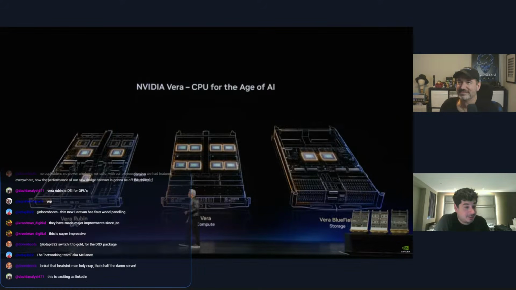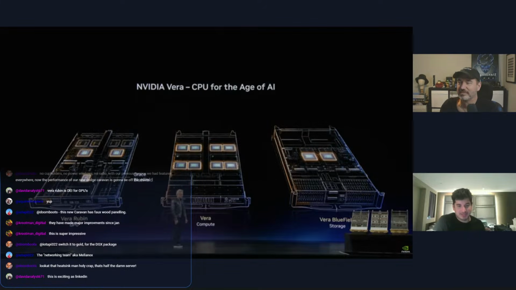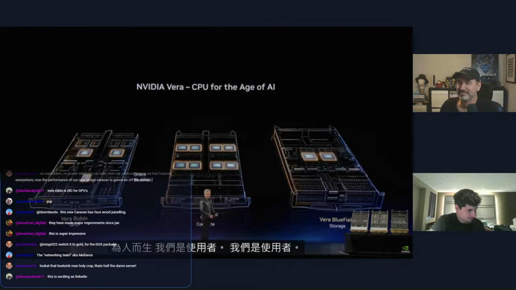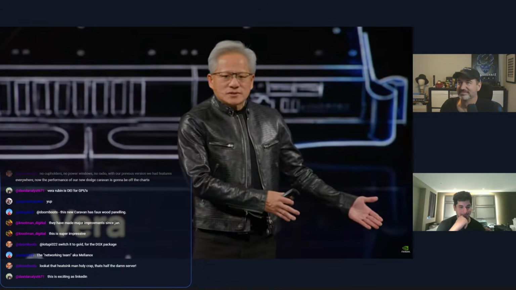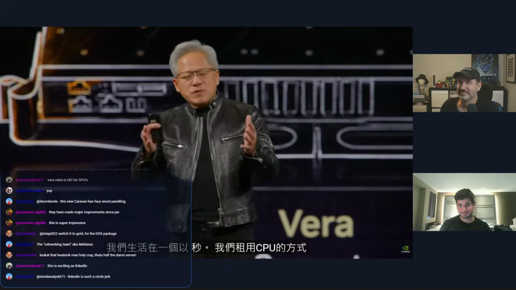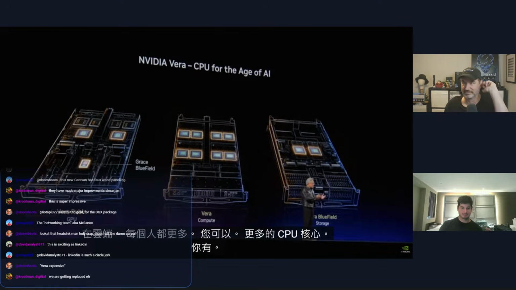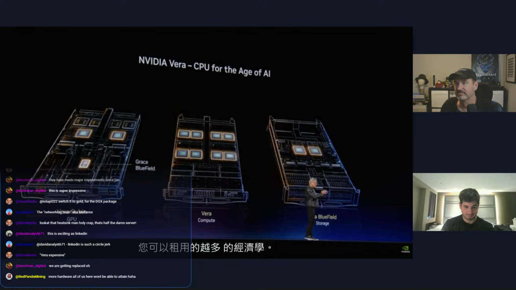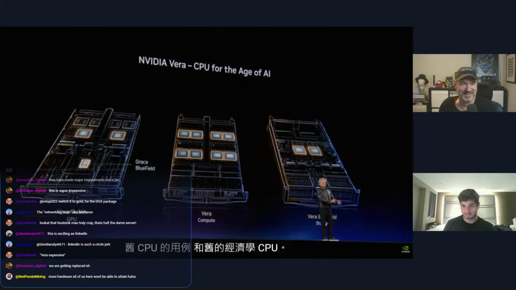Vera, yeah, CPUs. This is CPUs built for the age of AI. All of the CPUs until now were created for people. We were the users. We were the renters. The way we use CPUs, we live in a world counted by seconds. The way we rent CPUs in the cloud, the more CPU cores you have, the more you can rent. The economics of the old CPU is fundamentally different than agents.